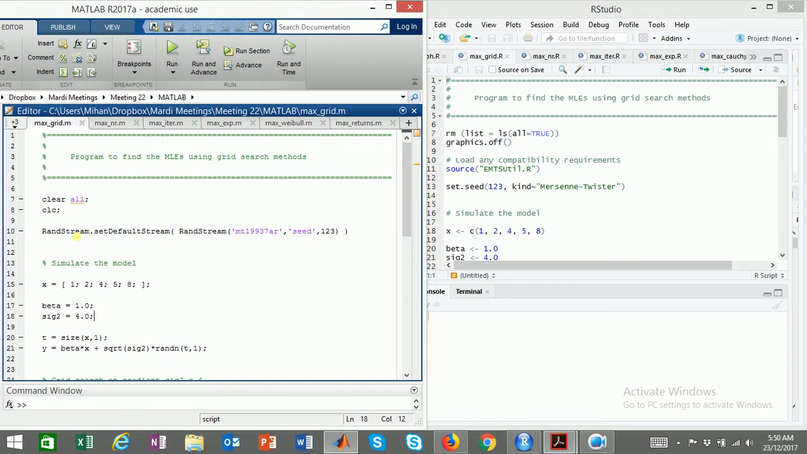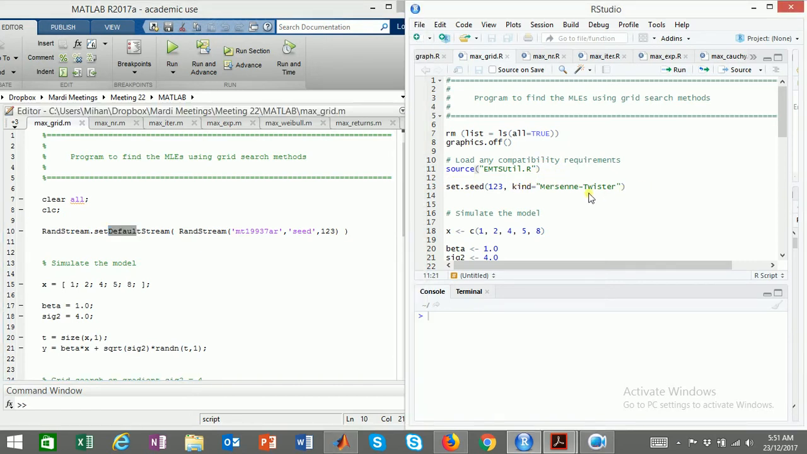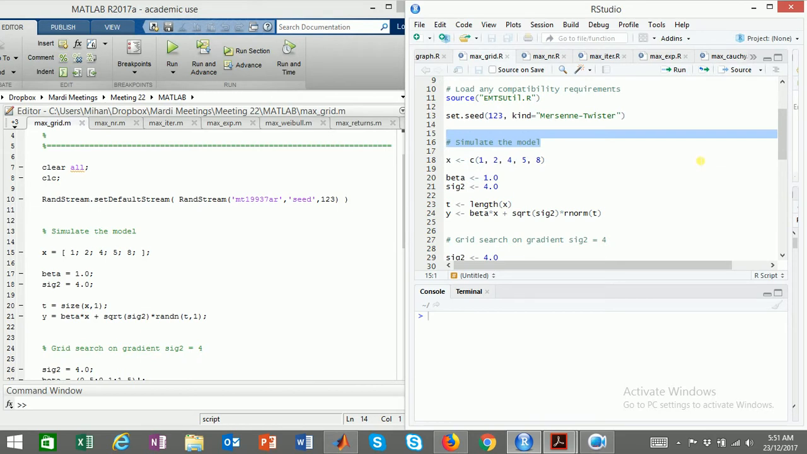As we have already seen, we simply do random state. This is the global stream. We need to load the compatibility requirement and set seed, and the kind is Mersenne twister, and then we are simulating the model. After passing in this command, set seed 1 2 3 remains the same, so that we can get the same repeated simulations.